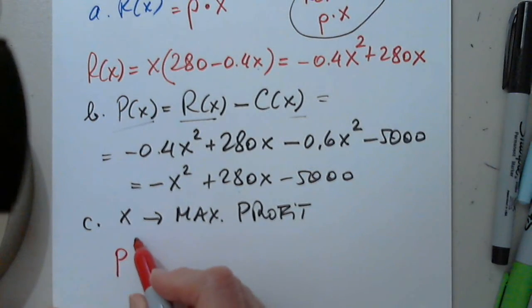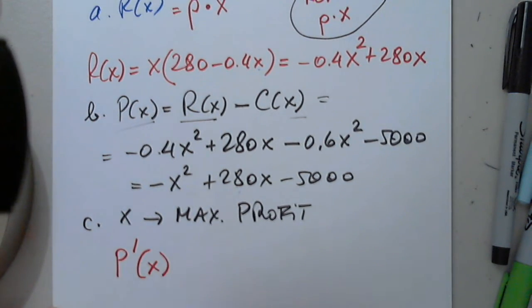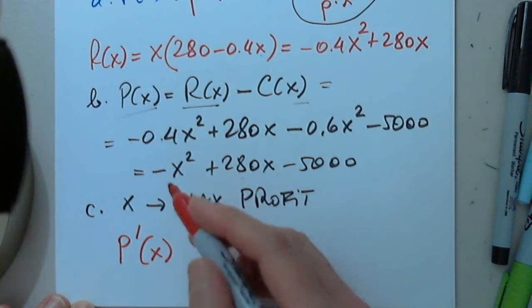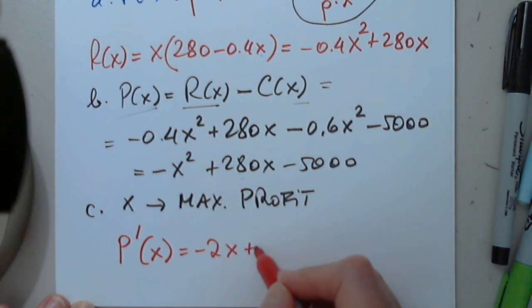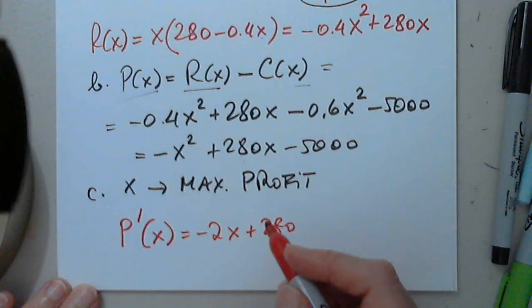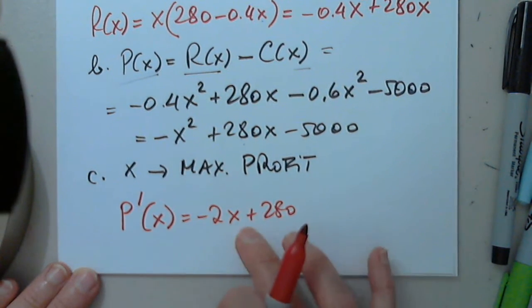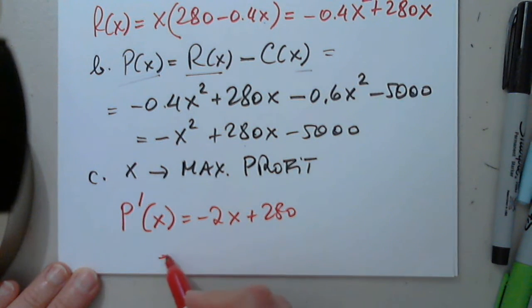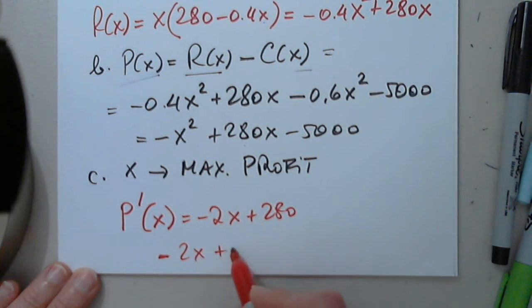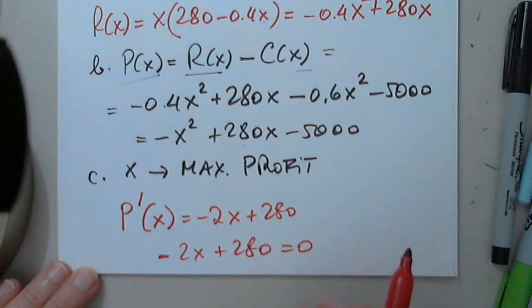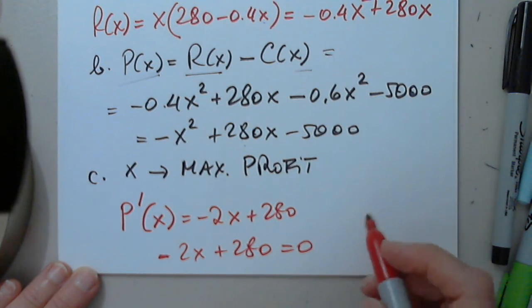The derivative of P of X. Excellent. Exactly. So this is negative 2x plus 280, and not in the same row, please, because every equation, or in this case, it's not an equation yet, I have to write negative 2x plus 280 equals 0. I move 280, becomes negative, and I divide by negative 2. How much do I get?